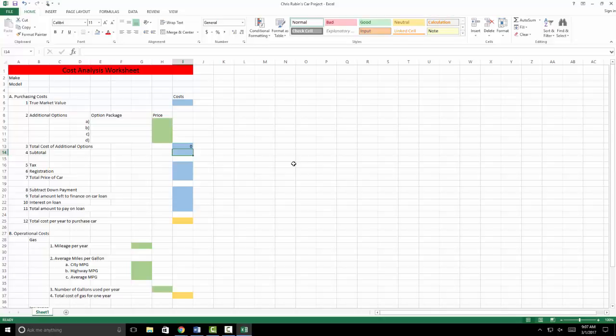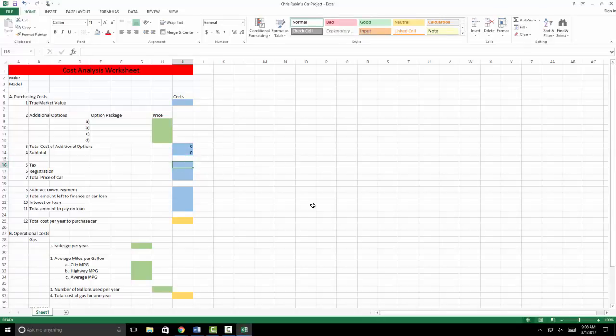I14 says to add the true market value price to the total cost of additional options. So we're going to just add the true market value price, which is what we're paying for the car, plus the total cost of additional options.